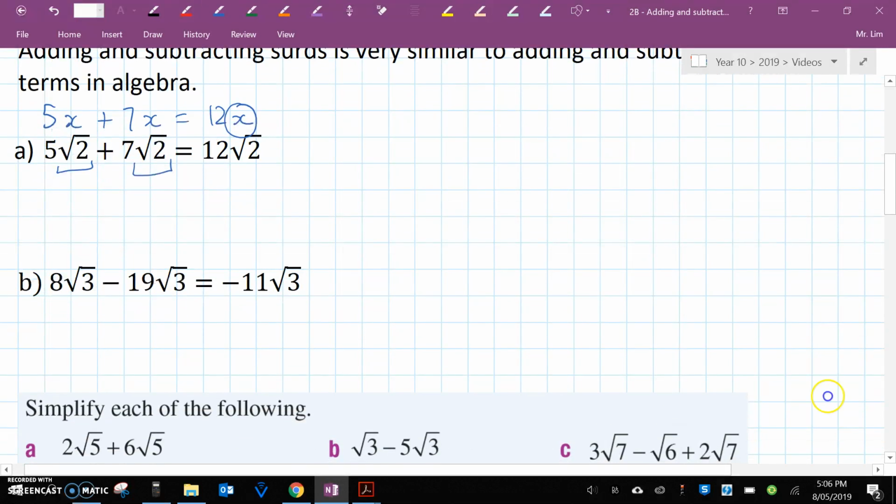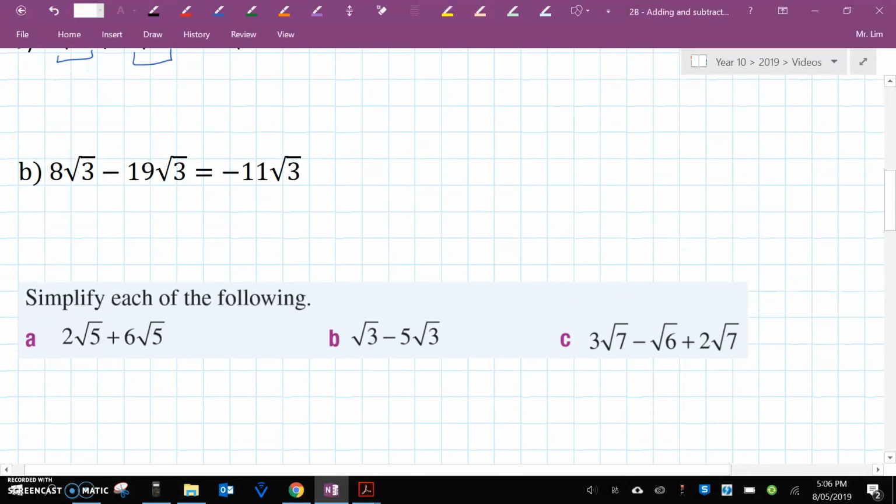With question B, we have 8 root 3 minus 19 root 3. They are like terms because they are both in terms of root 3. 8 lots of root 3 minus 19 lots of root 3. Well, 8 minus 19 is minus 11. So we have minus 11 lots of root 3. So another way of looking at it, algebraically, instead of writing root 3, we could write it as 8a minus 19a. And we know 8a minus 19a is minus 11a. It's just that instead of writing a, we're writing root 3.